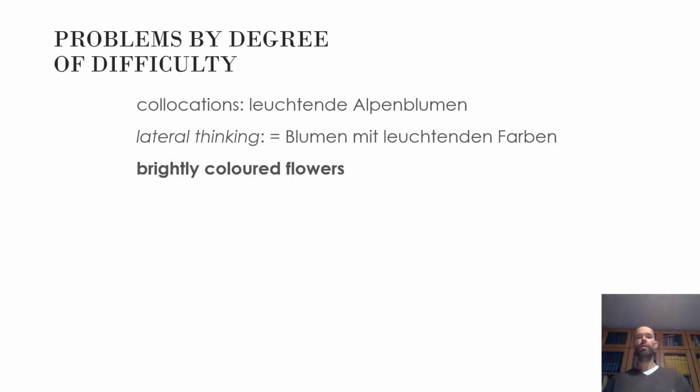Finally, as far as collocations are concerned, we have the wording "leuchtende Alpenblumen". This requires a little bit of lateral thinking. What does this mean, "leuchtende Alpenblumen"? It's not about them being illuminated by electricity or anything like that. It's about bright colors, of course. These are flowers with bright colors. So we can simply say "brightly colored flowers".